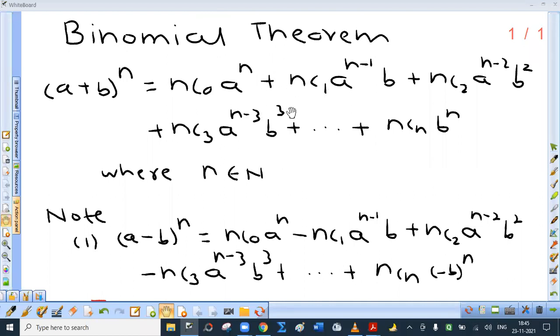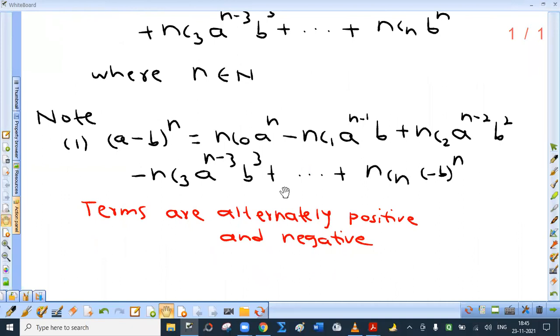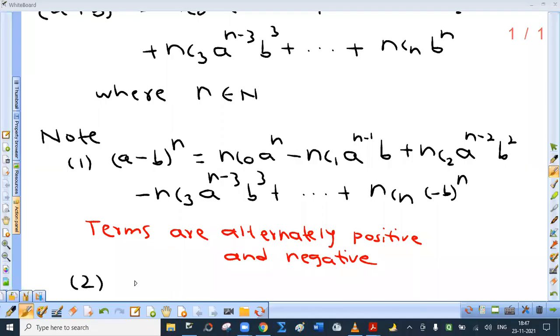Write down this binomial theorem. This is the statement. Initially, we consider the index as natural, and then we consider any real index. So in the first note, we say that in the expansion of a minus b raised to n, terms are alternately positive and negative. Write down the second point: there are n plus 1 terms in the expansion.